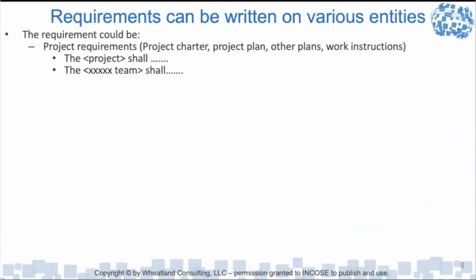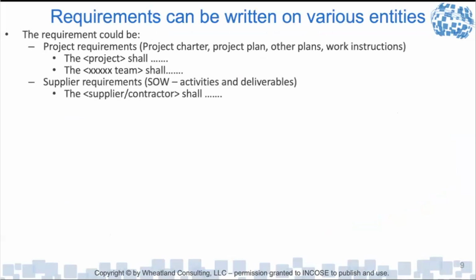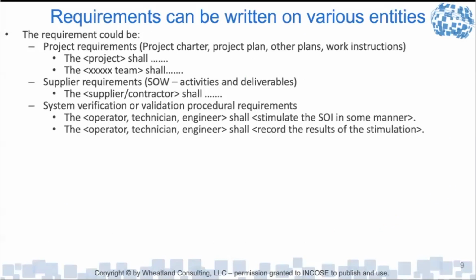When we talk about the entities, project requirements, your project charter, project plan, other plans, work instructions, a lot of your design controls are going to have the project team shall, the XXX team shall. I call these the people requirements. We have supplier requirements, statement of work, activities, deliverables that are expected from the supplier. So we have supplier, contractor shall.